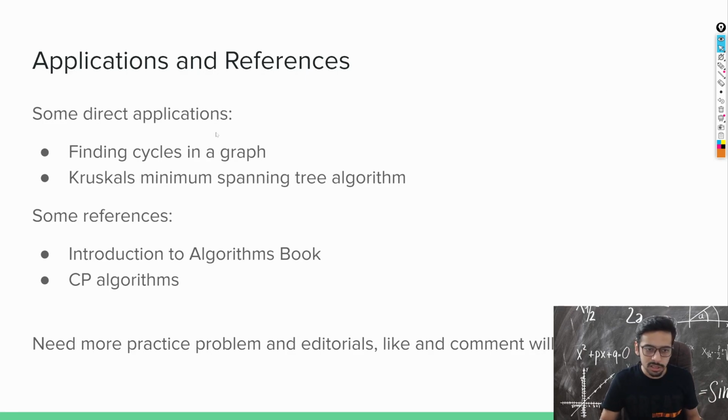For now, here are some applications. You can find cycles in a graph. Kruskal's minimum spanning tree algorithm directly uses DSUs. For learning more about these, you can look at the references.